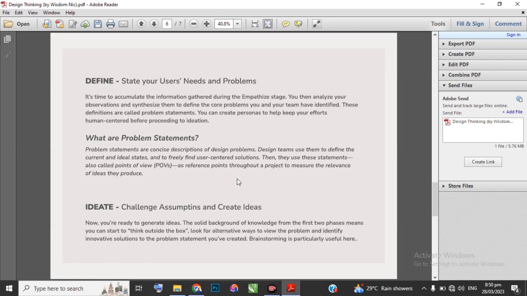So what are problem statements? Problem statements are concise descriptions of design problems. For instance, the Uber case study: we already know that people have issues. In fact, let's say the sun is shining or rain is falling, you need to go out and stand on the road to get a taxi and all of that. It's not really a cool experience. So this is a challenge the users are facing, amongst others.